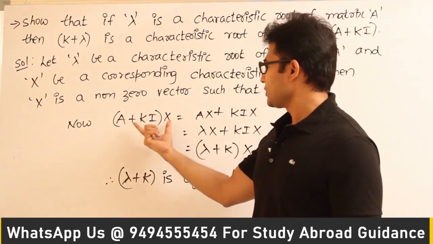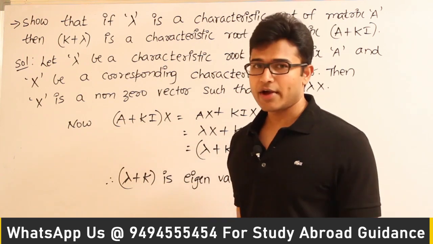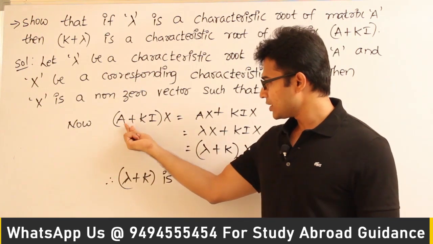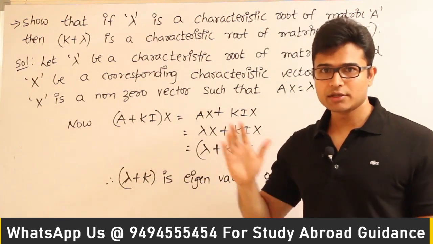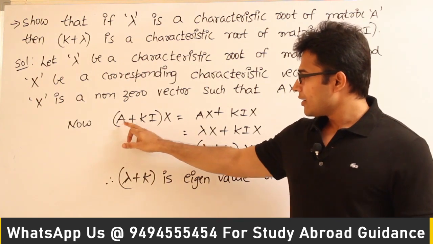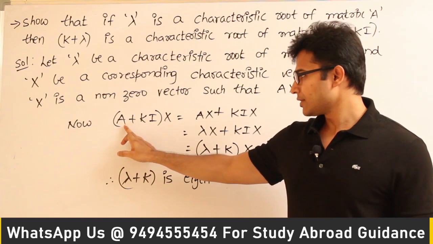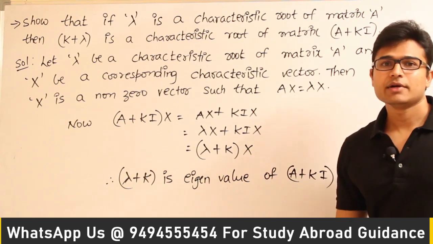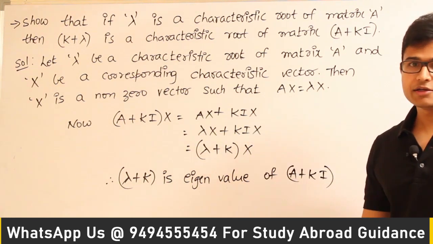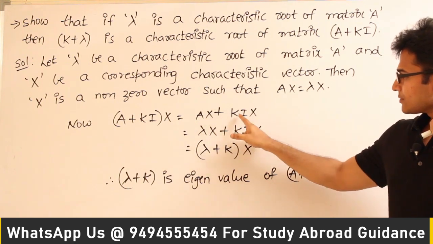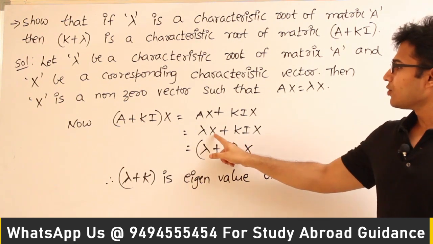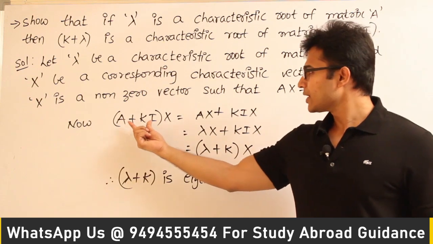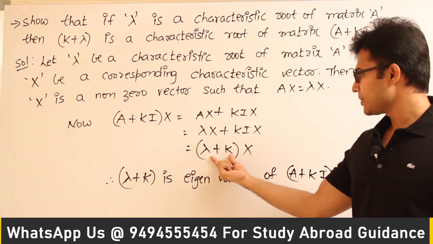Now let's see this expression (A plus kI) into x. Why am I writing it? It will be clear later, but just consider this expression. I am just writing it to get the proof, okay? Now just expand it, which means send x inside, then I am going to get Ax plus kIx. Now I into x is nothing but x itself, where I is the identity matrix, okay? So this implies Ax plus kx. Now you can pull out x as common, then what do we get? Lambda plus k. Now just consider this equation (A plus kI) into x equal to (lambda plus k) into x.